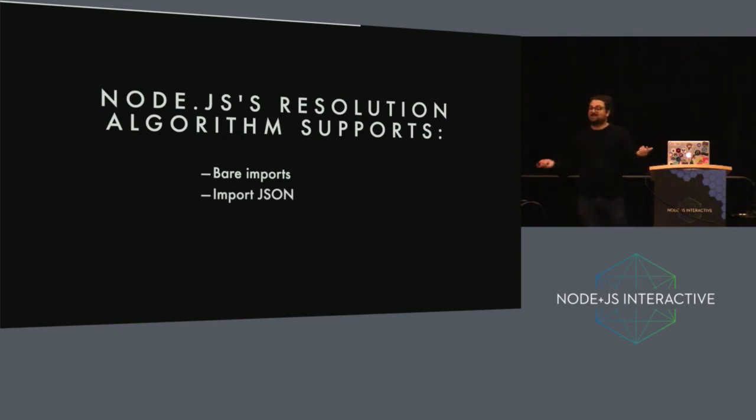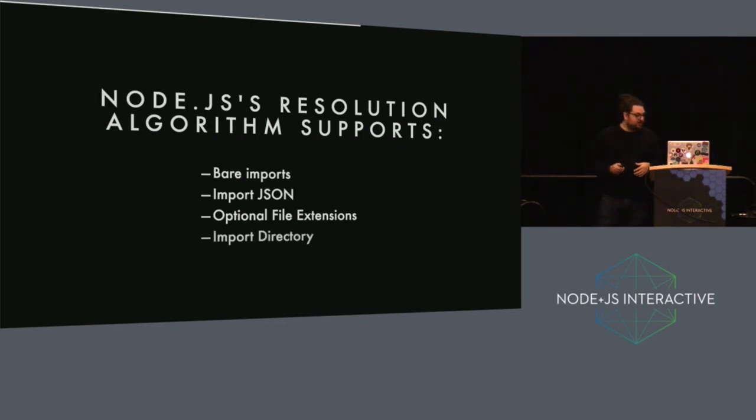It allows you to import JSON. Isn't that nice? I love that feature. It allows for optional file extensions. So you can just import module, and then it will look for module.node, module.json, module.js, module.mjs. So it will kind of cycle through all the potential file extensions and eventually load it. And when this is coupled with the ability to import a directory by including an index.js file in it, it allows you to easily refactor between a file that slowly becomes a directory without requiring any changes to code. This is really, really nice user experience.